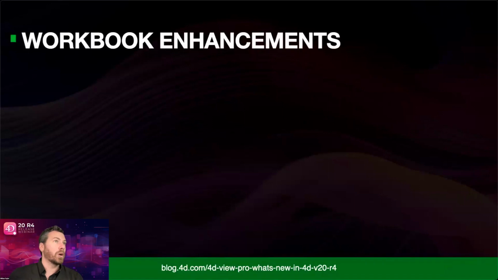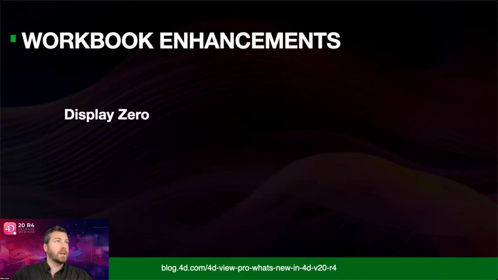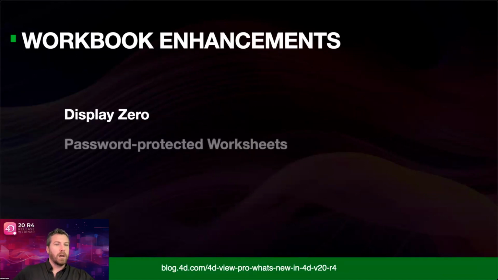And there have been a lot of other workbook enhancements. So now you can say whether or not you display a 0. There's now something that you can toggle in your 4D View Pro document to display zeros in the cells. Sometimes people don't want to see zeros. So you can do that. You can now password protect your worksheets. You can set a specific password for sheets or the entire workbook, matching Excel's functionality as well.